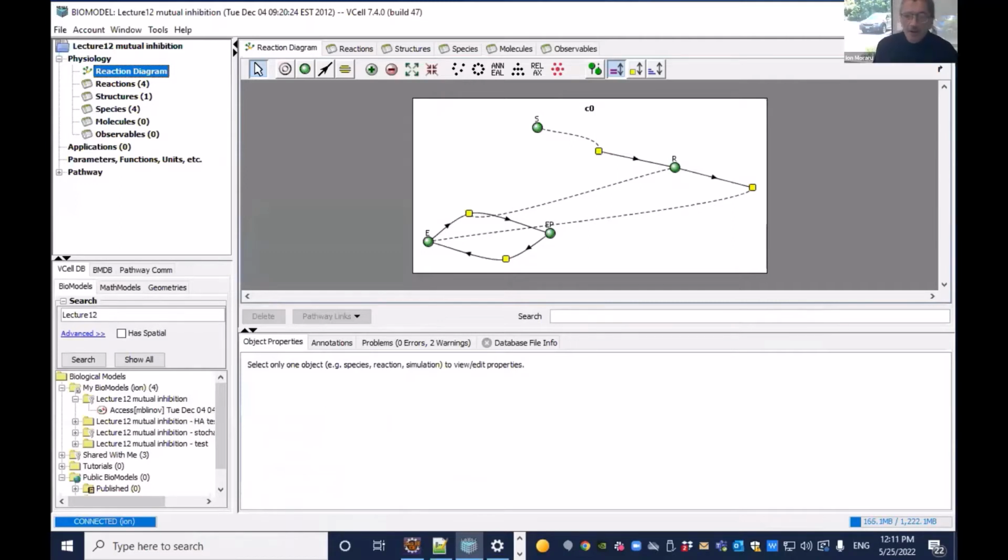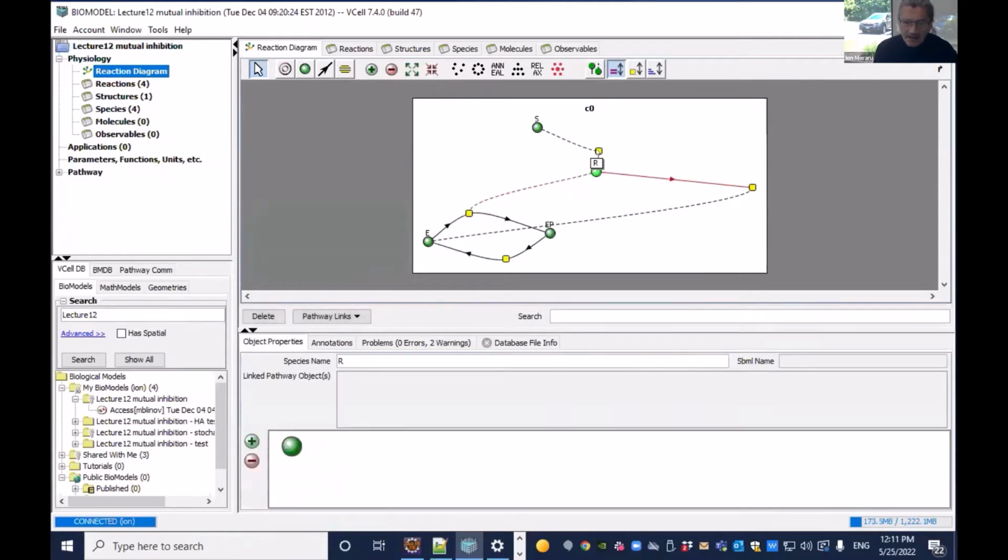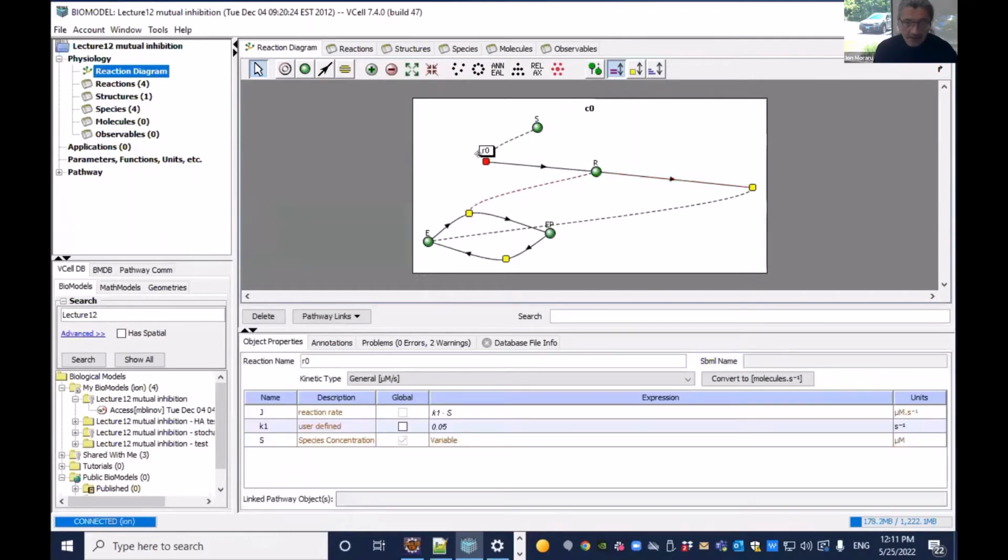Okay, so you can see here that this is a very simple model that has just 4 reactions and essentially just 3 species. So let's look at this model and try to understand what will happen.